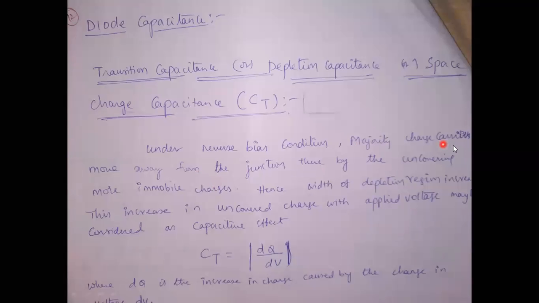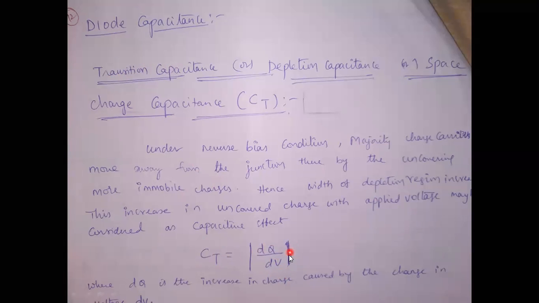This depletion capacitance CT is also called transition capacitance. CT equals dq by dv, the rate of change of charge with respect to voltage. Q equals CV, so C equals Q by V.